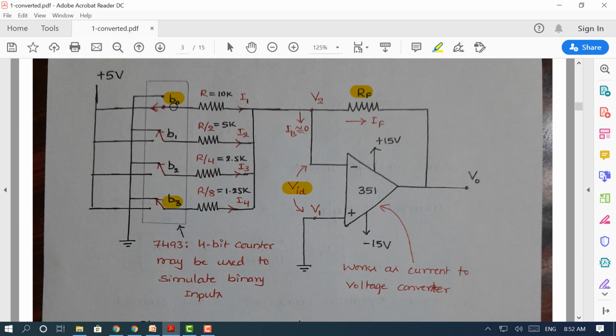So when we say digital data, the lower level is 0 volts and the higher level is going to be 5 volts. Logic 1 is 5 volts and logic 0 is 0 volts. That's the digital data we apply here.